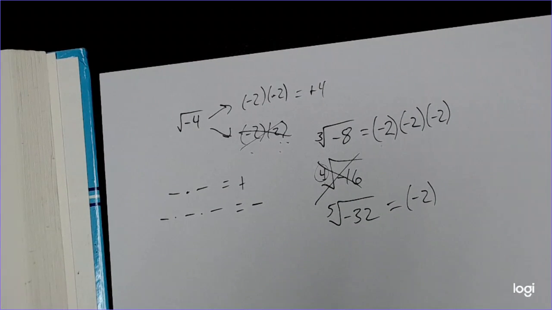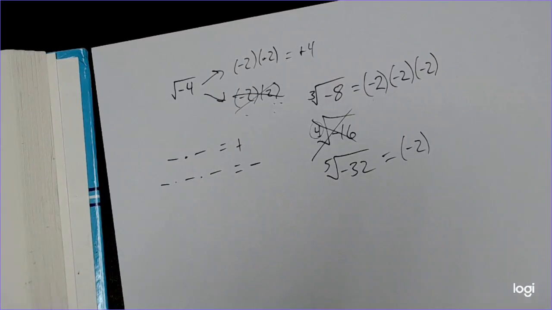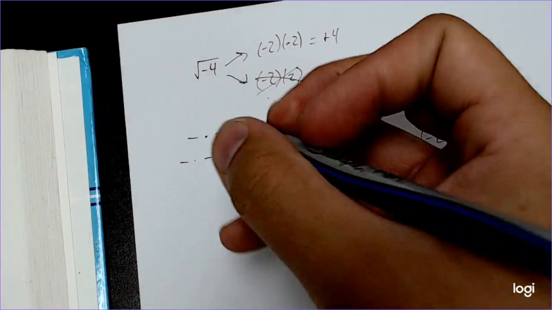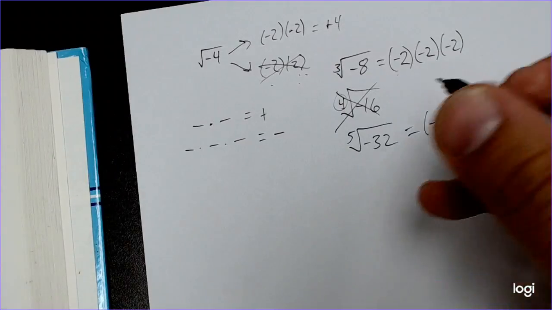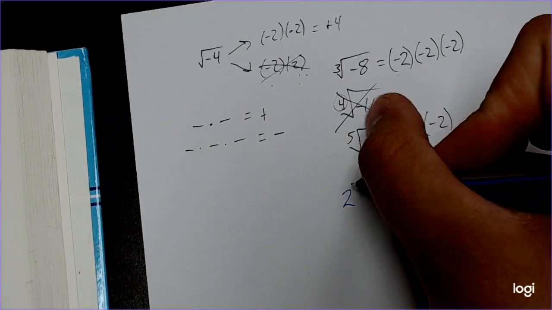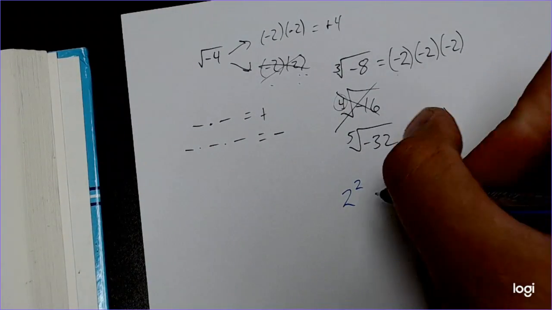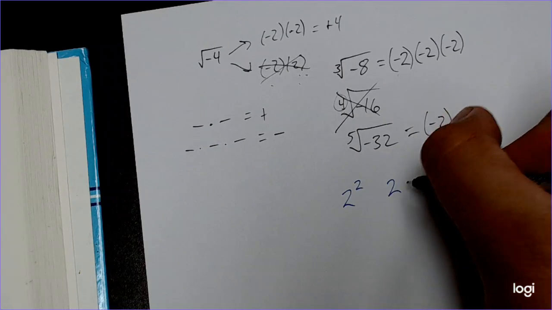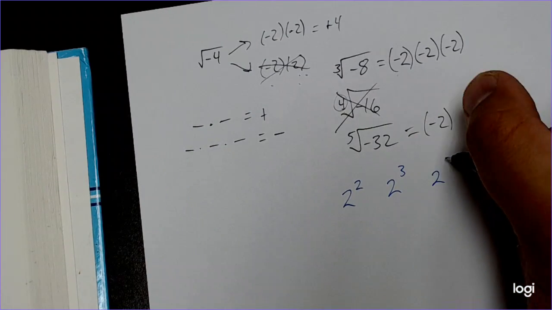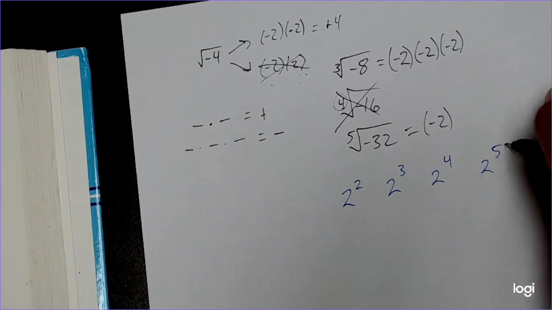Now, the next lesson is negative exponents. What in the world is a negative exponent? Well, actually, what is a negative exponent, and what is an exponent to the power of 0? We know what 2 squared is. We know what 2 cubed is. We know what 2 to the power of 4 is. We even know what 2 to the power of 5 is.